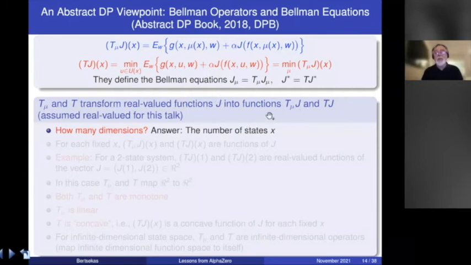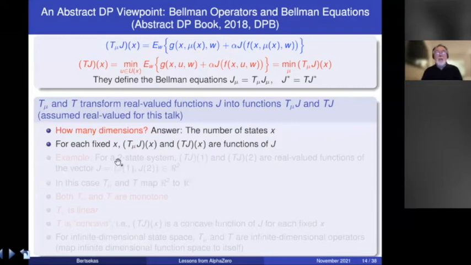Now, these are pretty big operators. How many dimensions do they have? Well, for every x, there's a scalar equation. So the dimension is the number of states. It could be astronomical or it could be infinite.